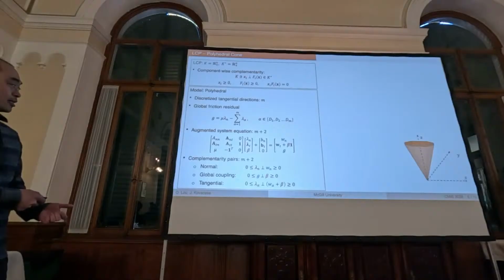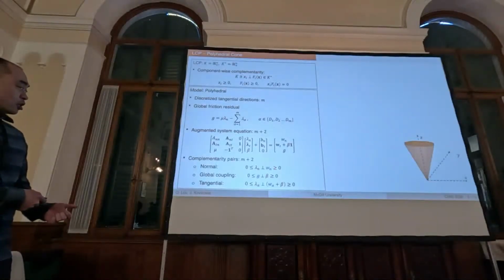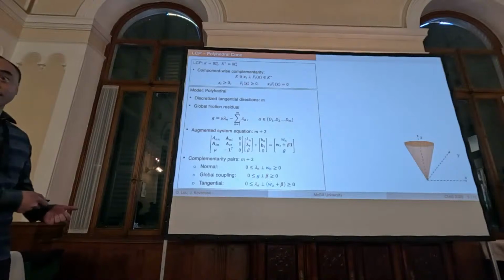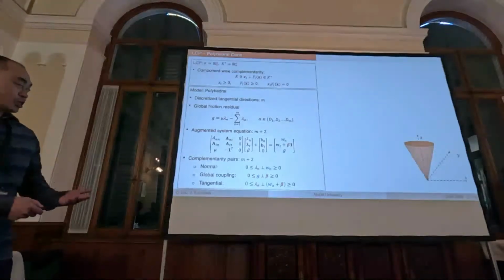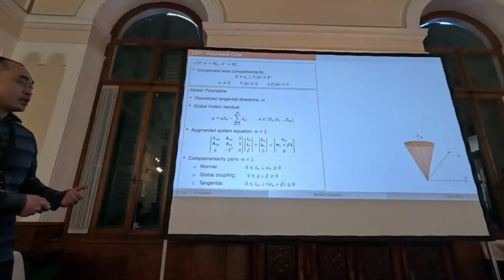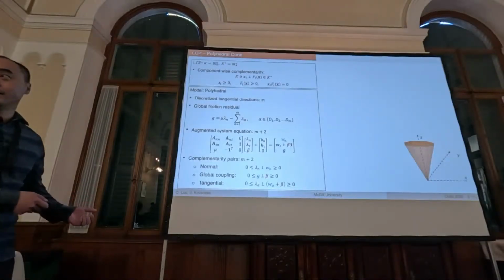For the normal direction, it's lambda n and w n. For the global coupling, it's G with a velocity offset called beta, where this beta is further added back to each tangential direction on the negative sliding velocity to ensure the whole term is non-negative.